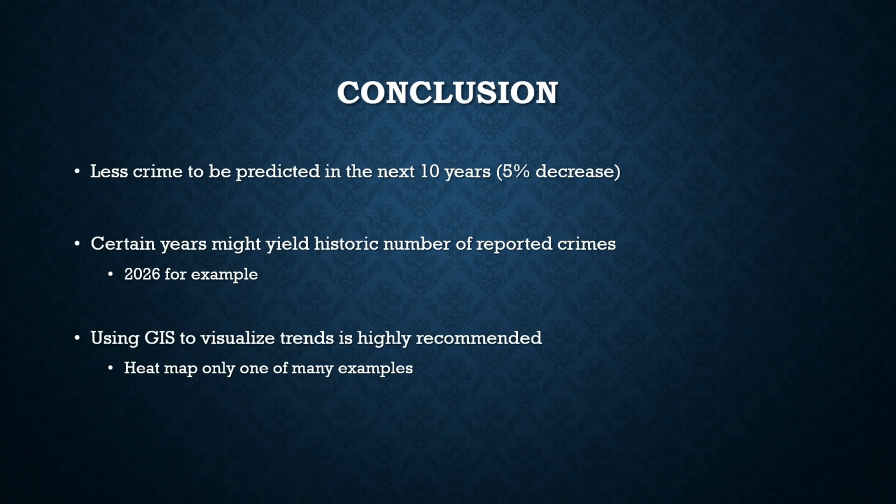In conclusion, the predicted results indicate a 5% decrease in crime when compared to the input data set. However, there will be certain years that indicate more historic numbers of reported crimes when compared to the input data set, the year 2026 being a good example. However, by utilizing GIS, such as the heat map web app, visualizing trends is highly recommended, as this technology is able to produce different types of visuals that could promote more informed decision making and help predict crimes before they happen.